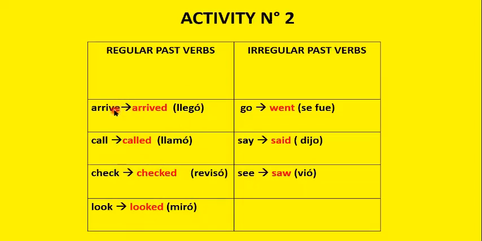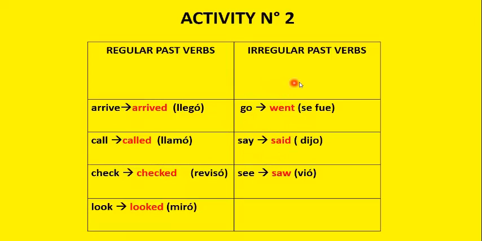Al momento de poner ed, entonces le haces al verbo en inglés en pasado. Entonces aquí sería arrive, arrived. Llegó. Call, called. Llamó. Check, checked. Revisó. Look, looked. Miró. That's right. That was, for example, regular verbs. What about irregular ones? Okay, in irregular, so it's something different, right?